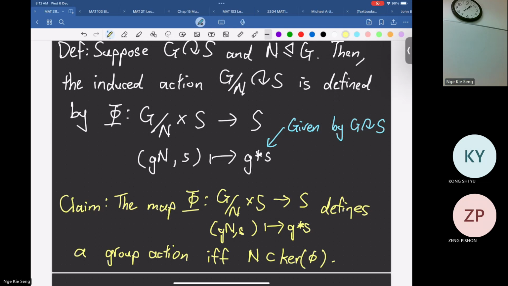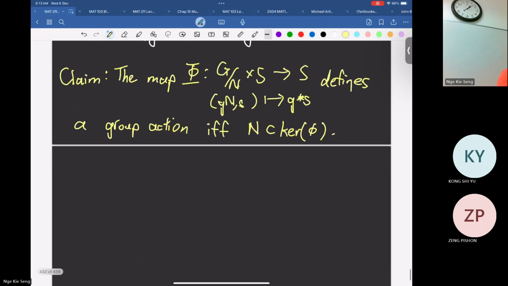Okay. So to define the induced action, to really define a group action, you need N to be a subset of kernel V. For the induced action to be faithful, you need the other direction, for the kernel V to be in N. Okay, so we will show this direction, so that we really define a group action using this induced method.